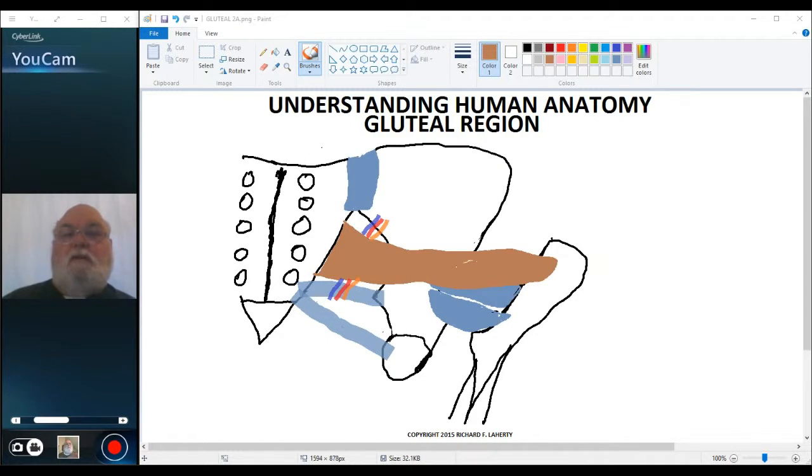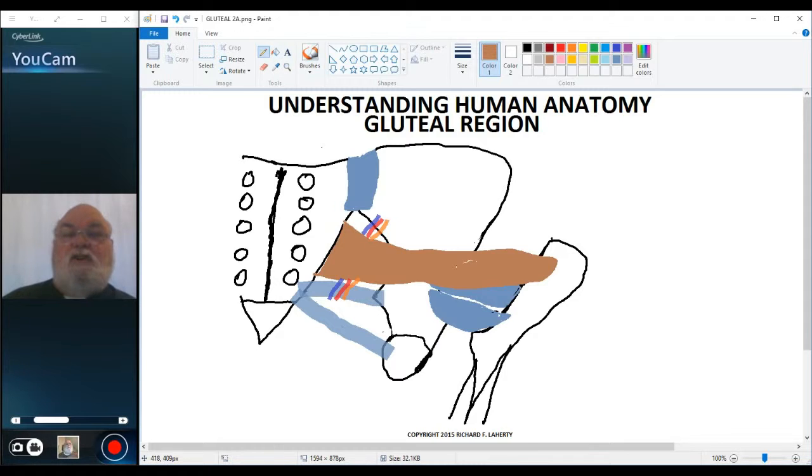This video will continue the discussion of the gluteal region, and you can see that I'm starting with the diagram that we ended with on the last video, except that I've removed the labels. So this is the piriformis muscle, the superior gluteal artery, vein, and nerve, the inferior gluteal artery, vein, and nerve.